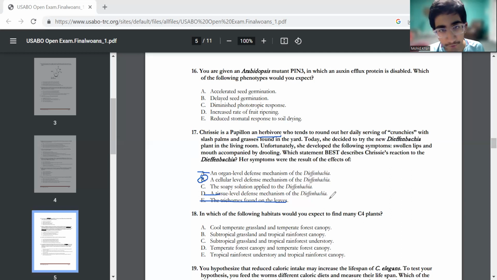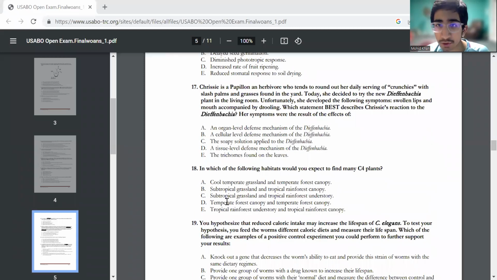So you can kind of infer that, but this one was a little bit difficult. You don't really need to know what the specific plant does, but you kind of need to know the general idea of how plants defend against herbivores and other organisms. All right, 18. In which of the following habitats would you expect to find many C4 plants? So C4 plants, just to recap, are a way that plants can adapt to hot environments.